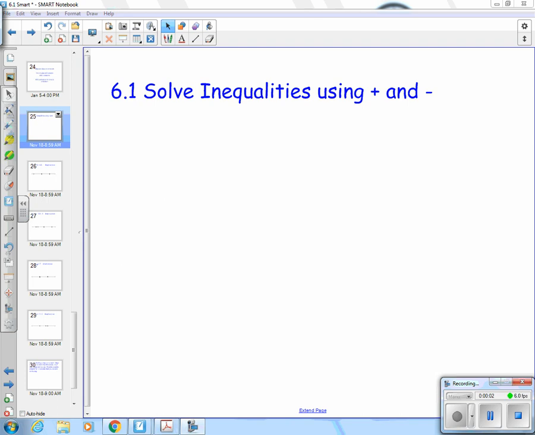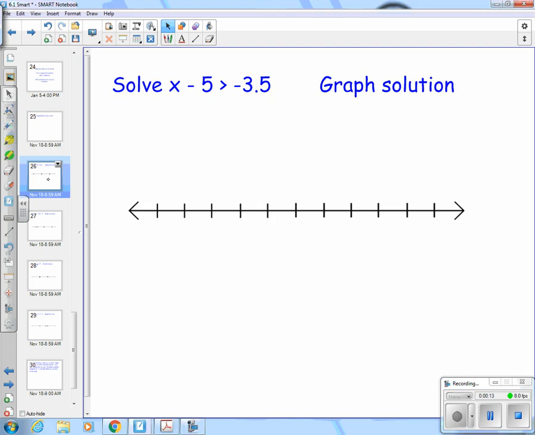We are going to do section 6.1, which is solving inequalities using addition and subtraction. Make sure that you have your title jotted down for yourself. We're going to start out with the problem x minus 5 is greater than negative 3.5. We're going to solve these very similar to how we solved equations back in chapter 3. You want to add 5 to both sides of your inequality so that you get your x all by itself.